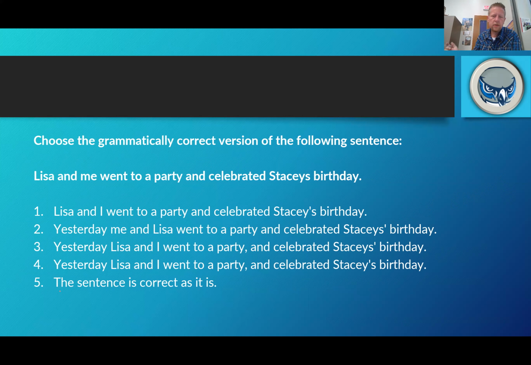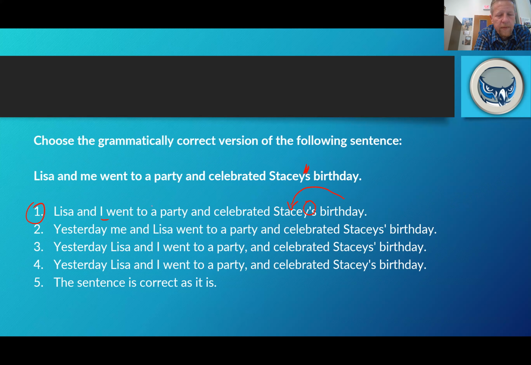The answer is number one. Lisa and I went to a party and celebrated Stacy's birthday, with a possession, because the birthday belongs to Stacy, right? So by the way, let's have two conversations. Let's deal with the apostrophe first, because that's what we're studying today. Stacy apostrophe S, it is her birthday, she owns it. And so that's possession. So we'd use an apostrophe right here. But let's also deal with this nonsense over here, because it tends to be a problem.